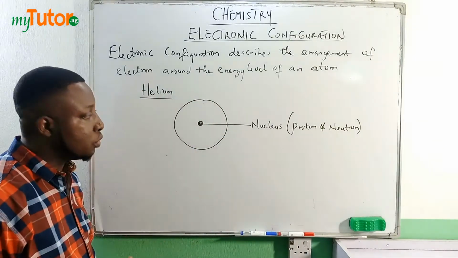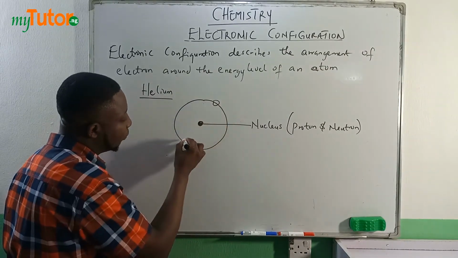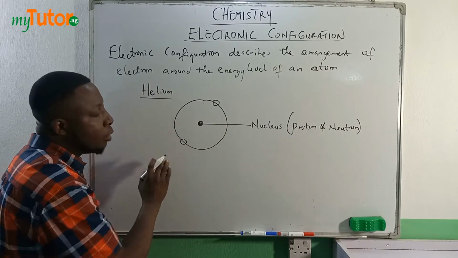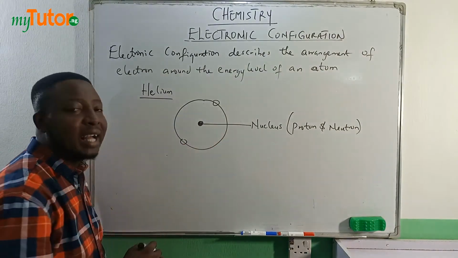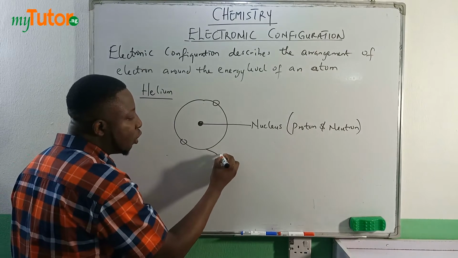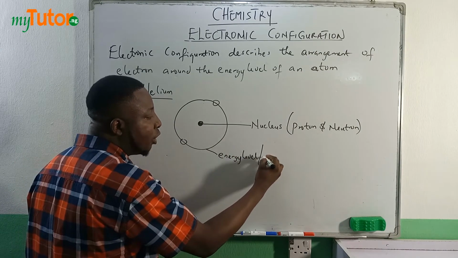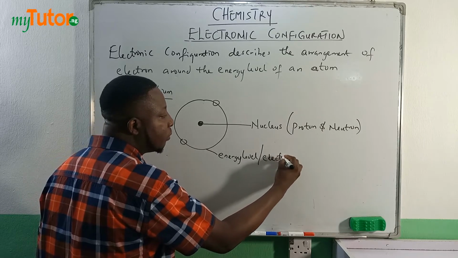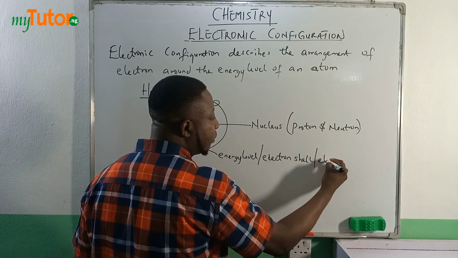But the electrons are located around the energy level of an atom. So helium consists of two electrons. These electrons are found at the energy level. This is called the energy level of an atom, or you can also call it the electron shell or the electron orbit.